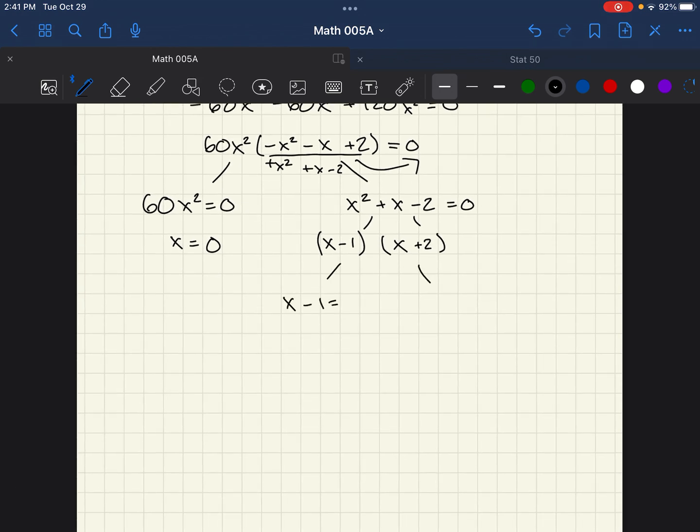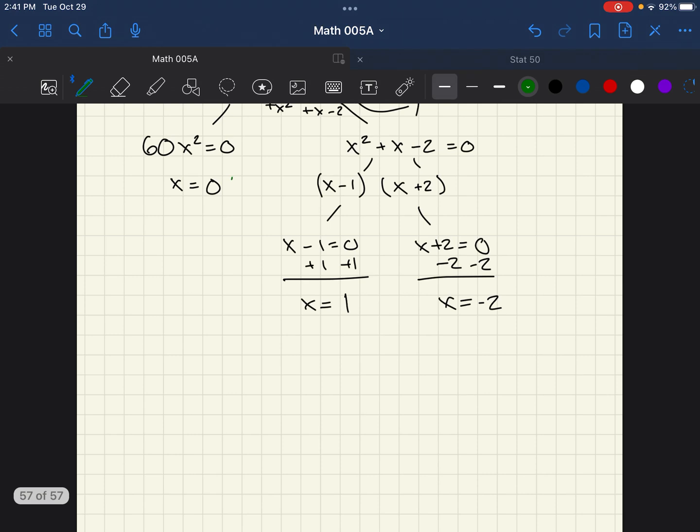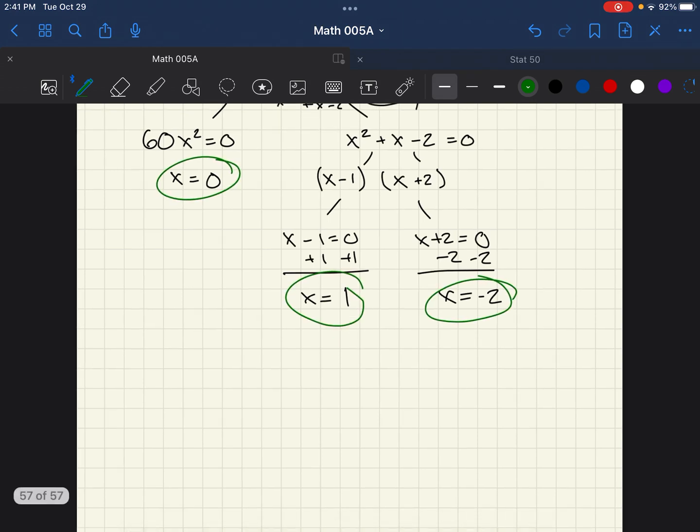x minus 1 is equal to 0. x plus 2 is equal to 0. Plus 1, x is equal to, whoops, that's wrong. x is equal to 1 on this side. And if we solve, x is equal to negative 2 on this side. So here we find our 3 critical points.